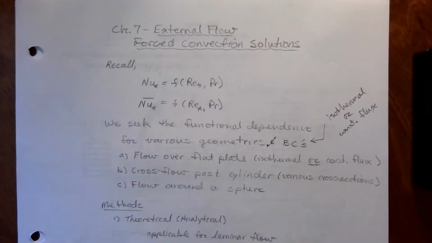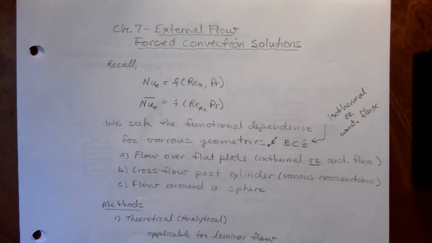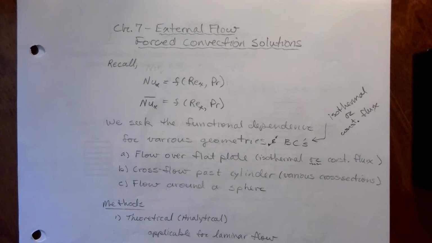Chapter 7 provides solutions for external flows. External flow means that there is a boundary layer, so an external flow situation is outside of a boundary layer, as opposed to an internal flow inside a boundary layer. These solutions correspond to forced convection as well, as opposed to natural convection. These are not natural convection situations. There's some fan or pump or something providing a flow source.